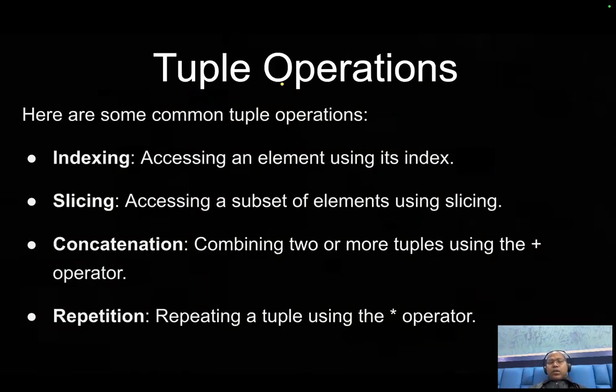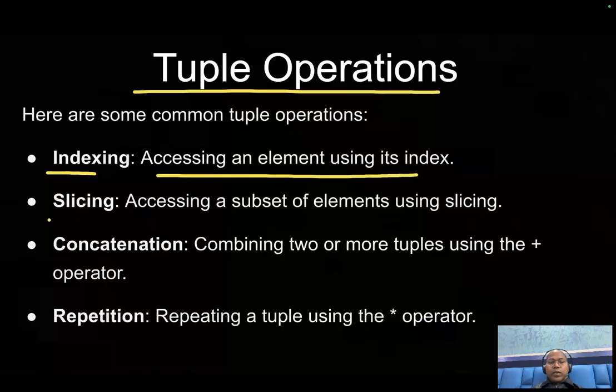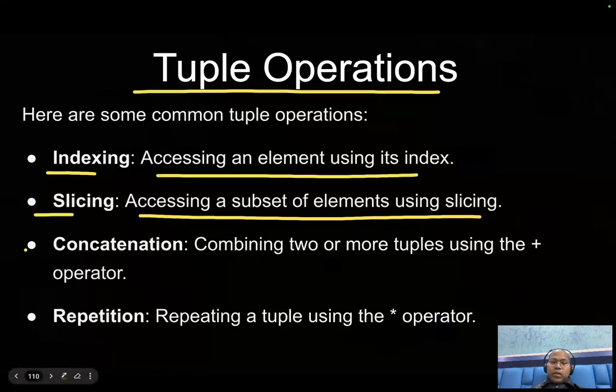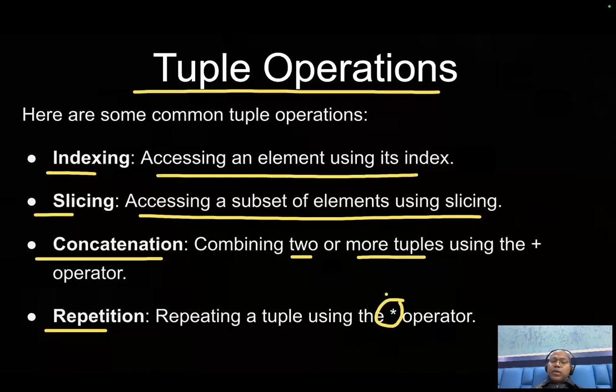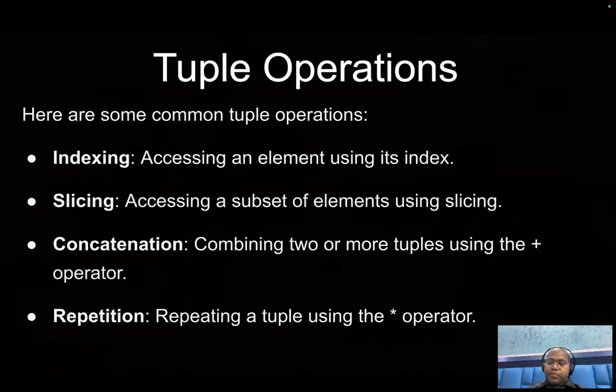And what we have understood till now is that tuples support indexing, where you can access an element using its index. Slicing, where you can access sub-elements from the existing tuple. Concatenation, where you can join two or more tuples, and repetition. There are two operators, plus and star (multiplication), used for combining and repetition. Generally, these are the common operations you can perform on tuples.